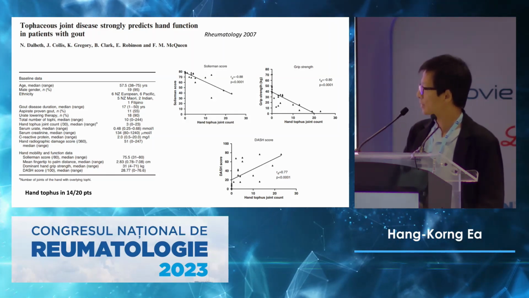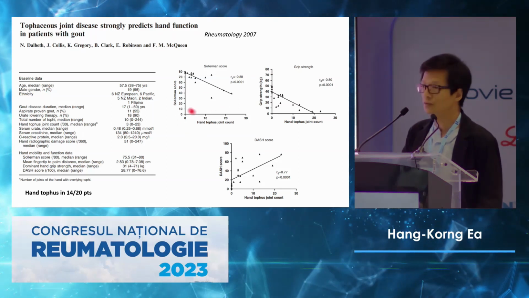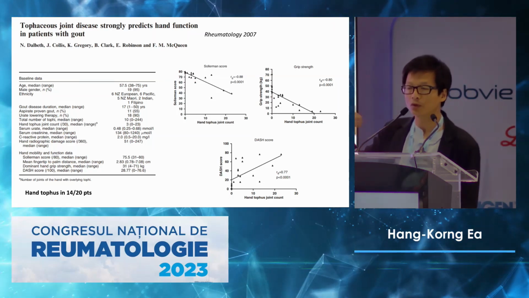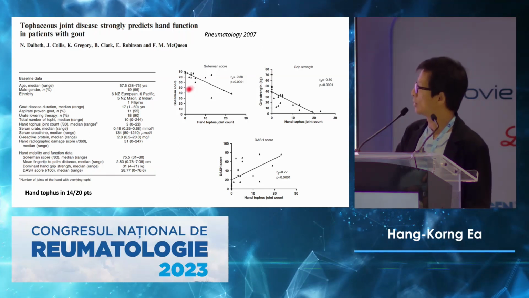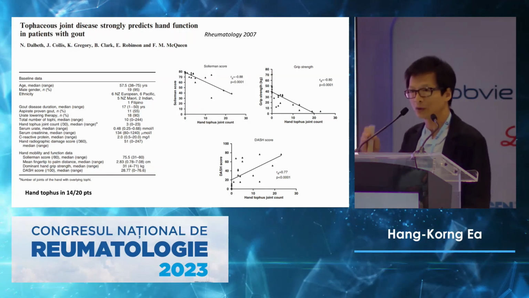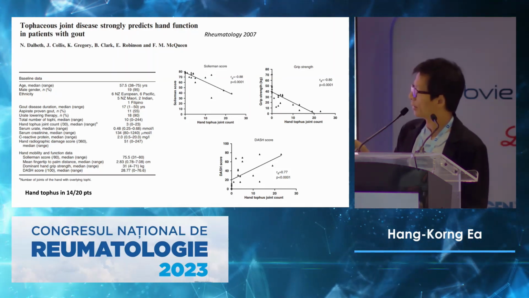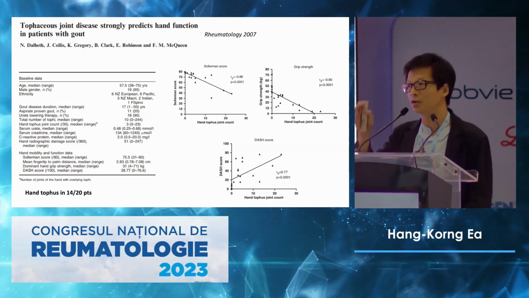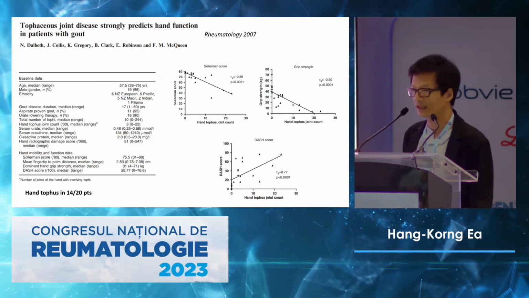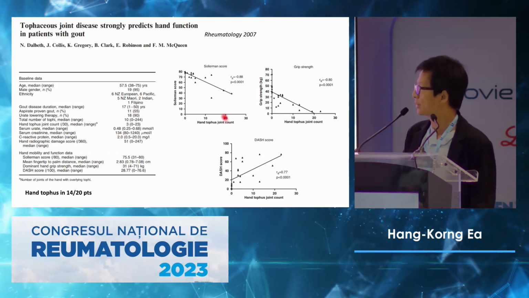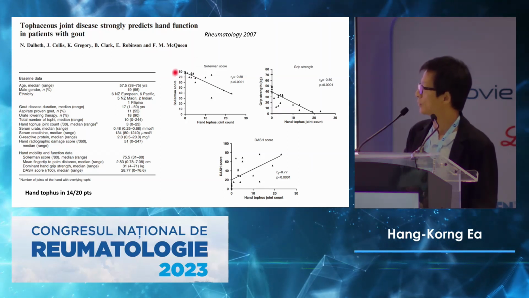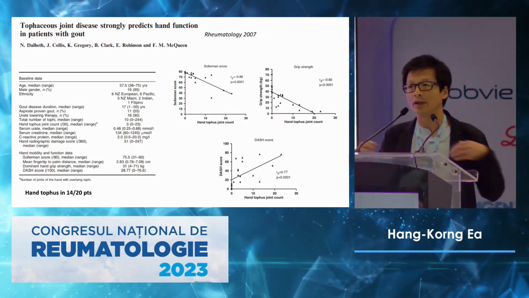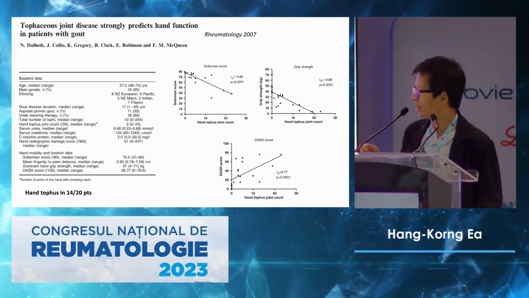We can observe that the number of tophi in the hand is completely correlated with the several functional scores. This one, the Solomon score, assesses 20 items of the daily tasks of the hand, and each item is scored from 0 to 4. So the highest score is 18. And we can see that the presence of tophi is completely correlated with the decrease of the function of the hand, decrease of the grip strength of the hand, and decrease of the functionality of the upper limb.